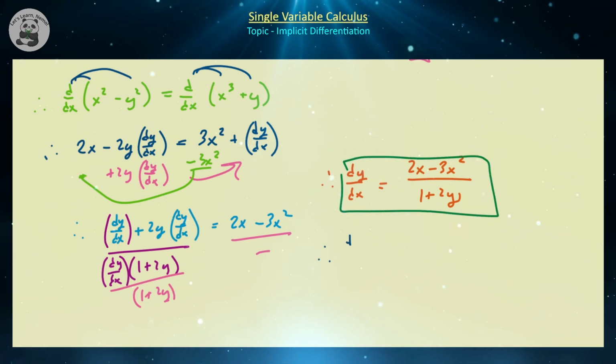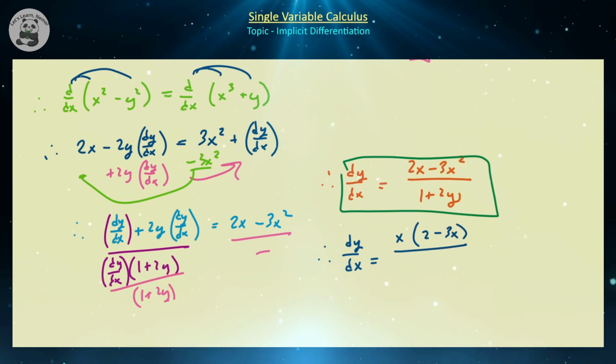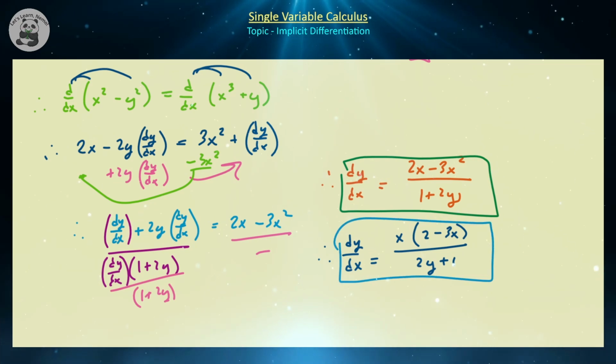And obviously that will be our final answer, but you could probably factor this into a more desirable form. For example, you can write this as dy over dx is equal to x times (2 minus 3x) all over 2y plus 1. I guess it would be a more preferred form, but nonetheless, they are equivalent.